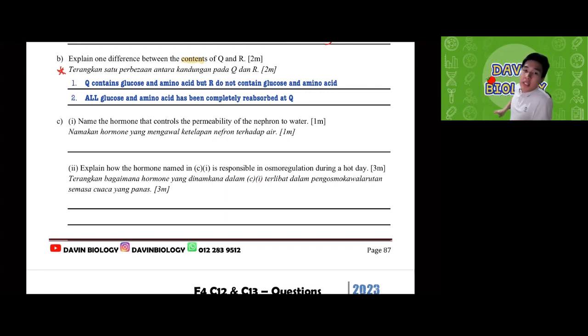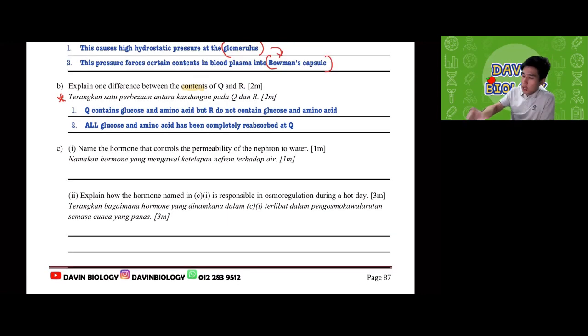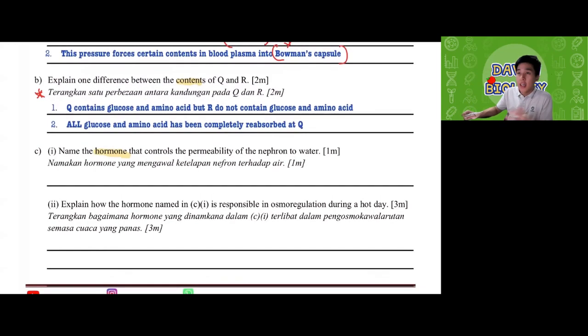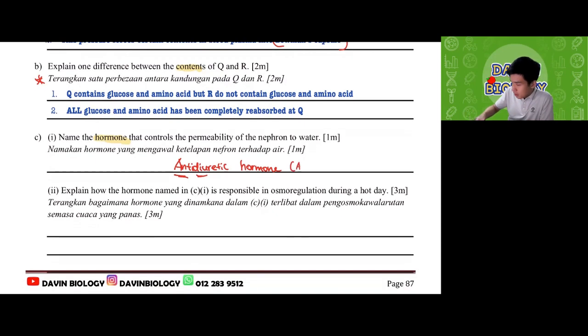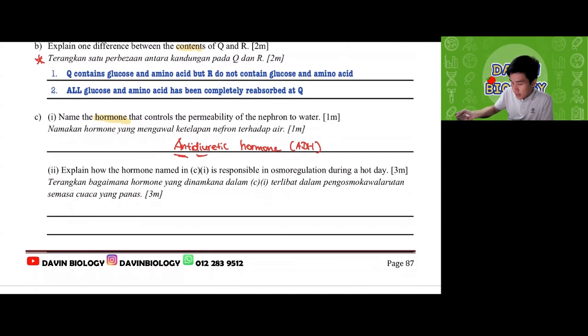Now name the hormone that controls permeability of the nephron to water. Okay, so what's the hormone that controls water here? This hormone we also learned this week, what's the water hormone? Yes, correct, ADH. Okay, but then the full name: anti-diuretic hormone. Yeah, so try to write the full name if you remember. Okay, so ADH. Now, we do this question.